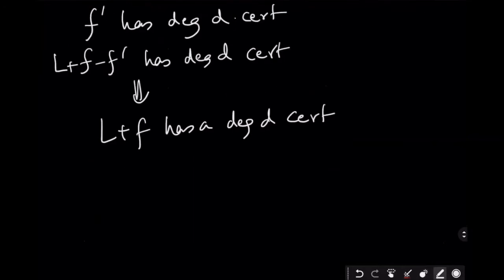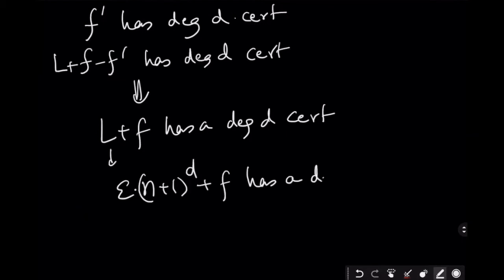And L itself was basically epsilon times (n plus 1) to the d. So we have proven that epsilon times (n plus 1) to the d plus f has a degree d certificate. And in fact, we found it. And so now you see what the game is. We're just gonna make epsilon tiny enough.